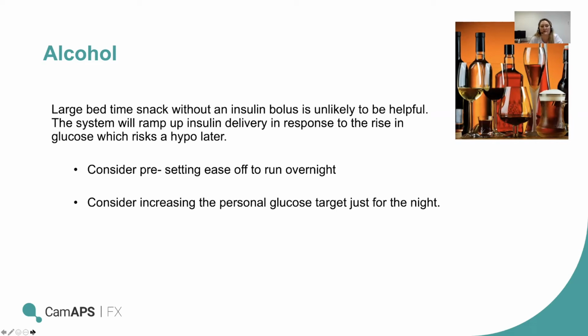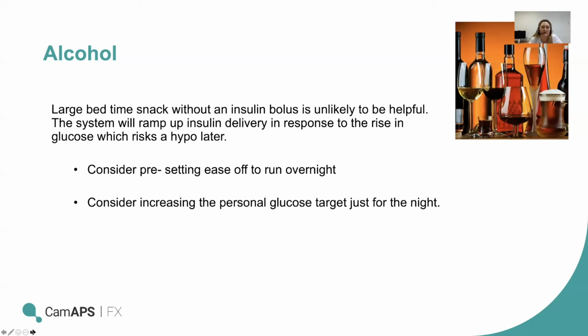The problem with closed loop in this situation is it's unlikely to be helpful to have a large uncovered bedtime snack, because the glucose will rise initially. The system doesn't know you've had alcohol, so the system will continue to deliver extra insulin for the rising glucose, and then that means you've got much more insulin slopping around at a time when potentially you then will become more sensitive to that insulin as you go through the night, when your liver is trying to get rid of the alcohol that you've drunk.